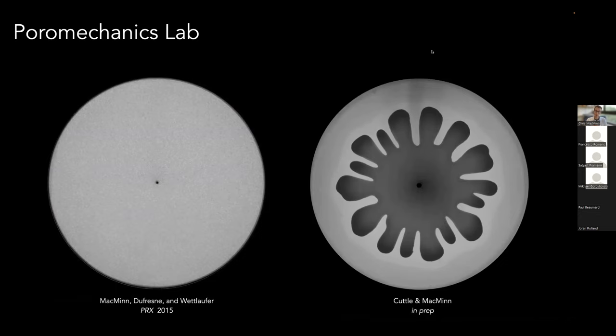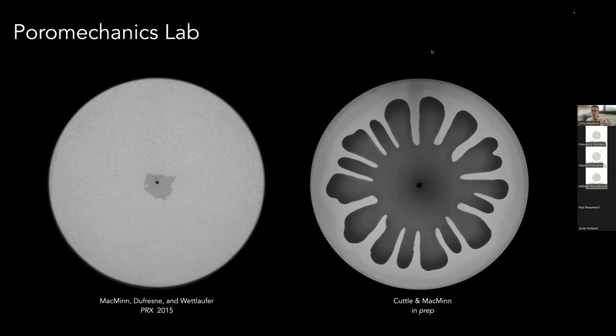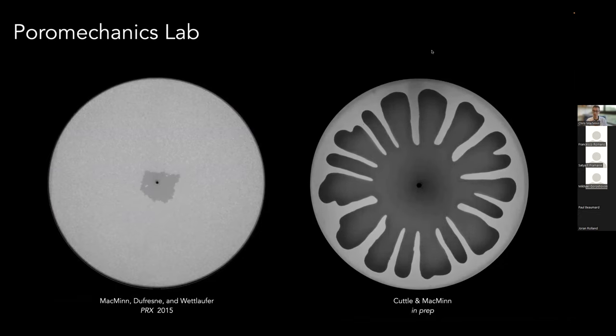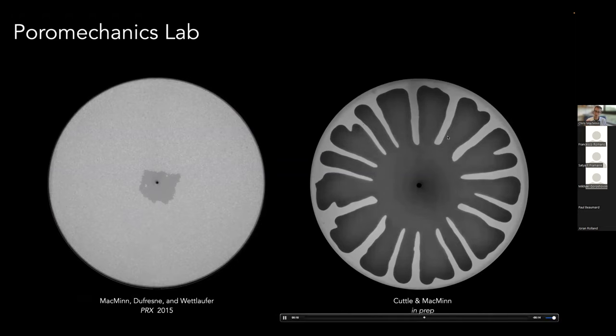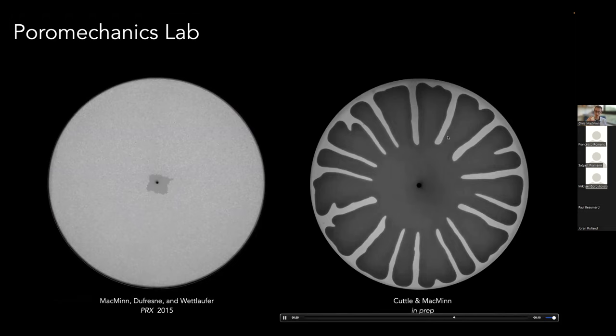But in this particular one, one of the plates is coated with a thick slab of soft elastomer. And so the consequence of that is that the fluid pressure can actually locally expand the gap thickness that the fluids are flowing through. So what you're seeing here, the flow cell is initially full of air, so it's dry. And what we're injecting is a viscous liquid.